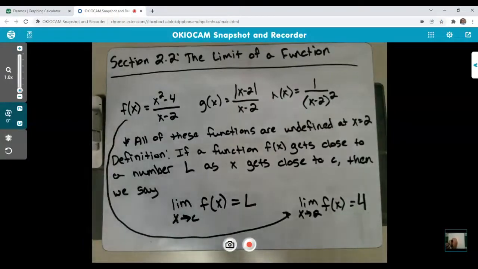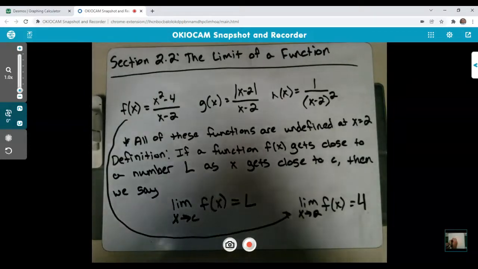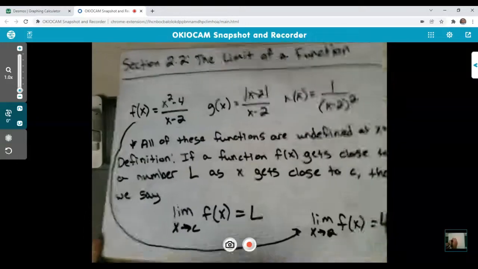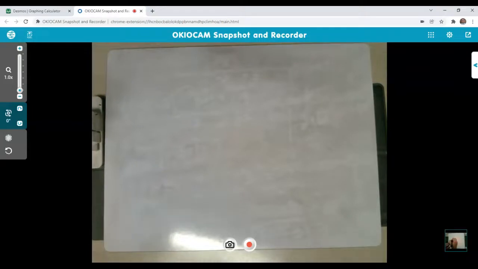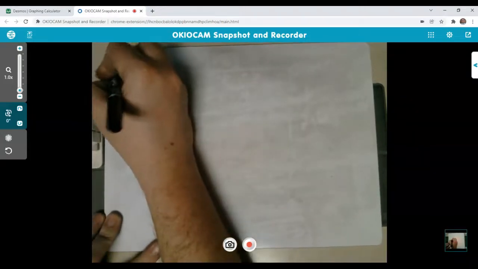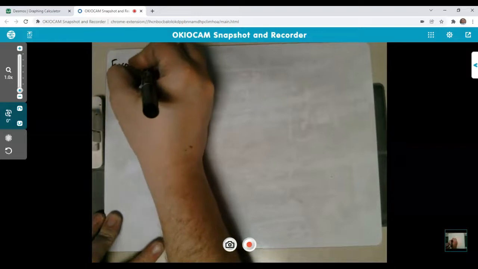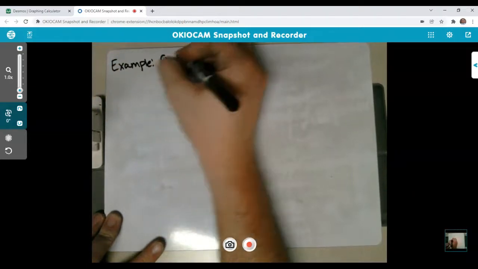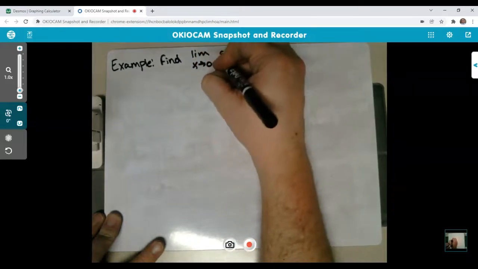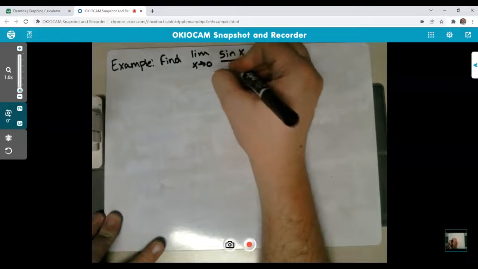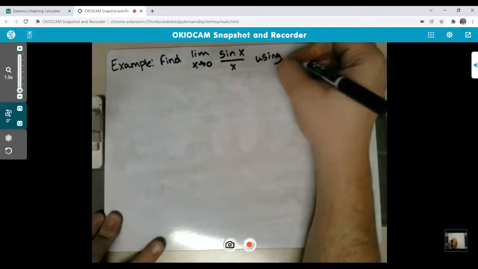Alright. So, what I want to practice now is finding what the limit is using a table. Okay, so using a table of values. So let's look at an example of doing that. Example. Let's find the limit as x approaches 0 of sine of x divided by x using a table.